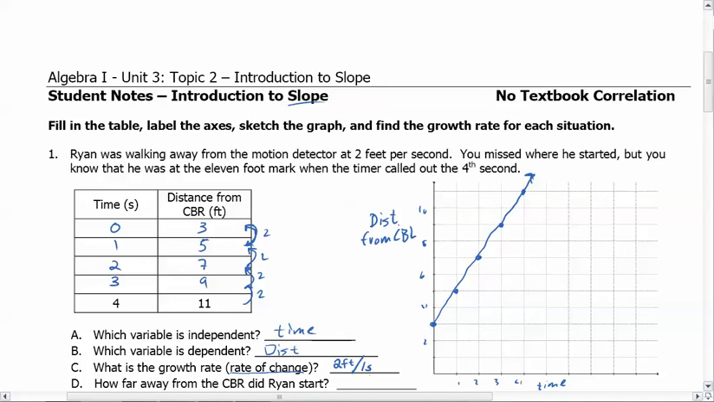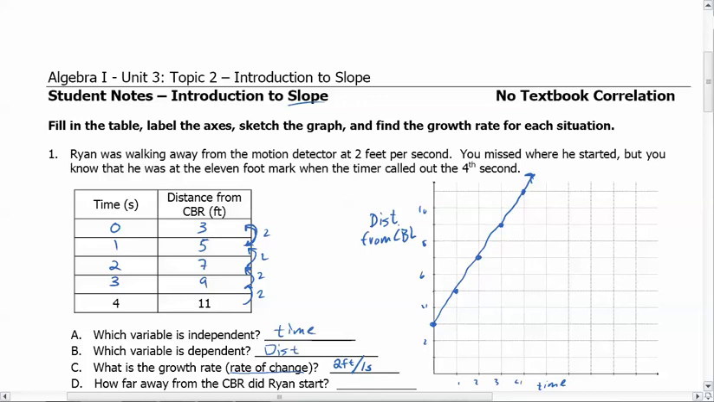Now you can reduce that if you want, and you could say 2 feet per second, but it's okay to write it as a fraction, a ratio like this. But anytime we show a rate of change, we're going to show it as a ratio, right? Rate and ratio kind of go together, and we want to show it as a ratio, which is division, to be able to show the idea of how these two things are being compared.